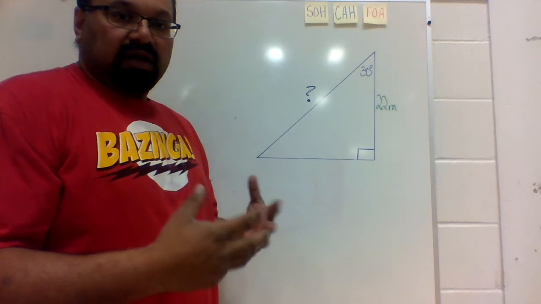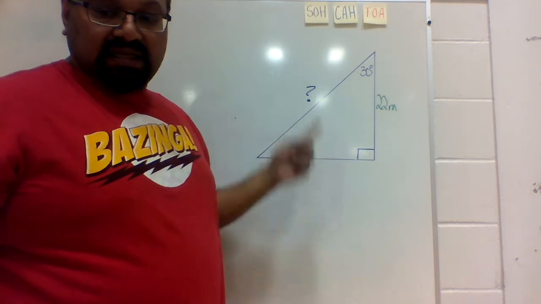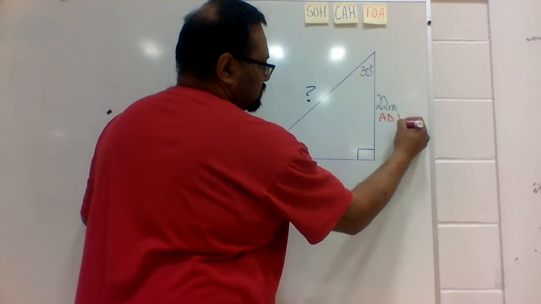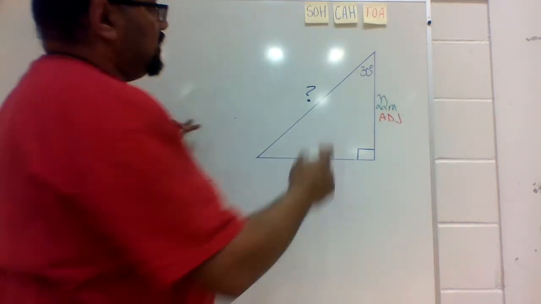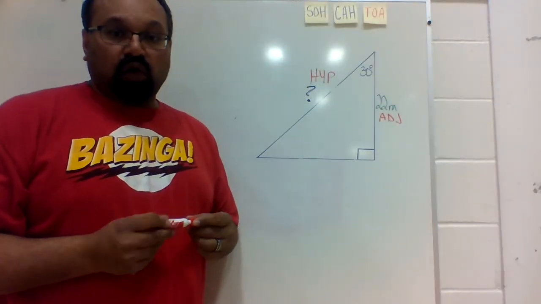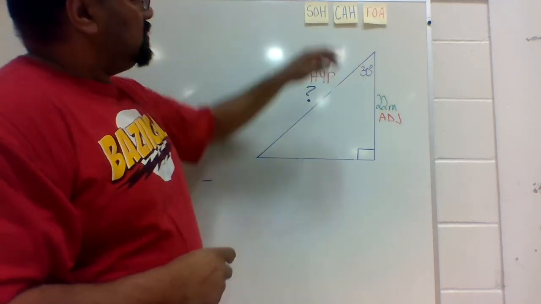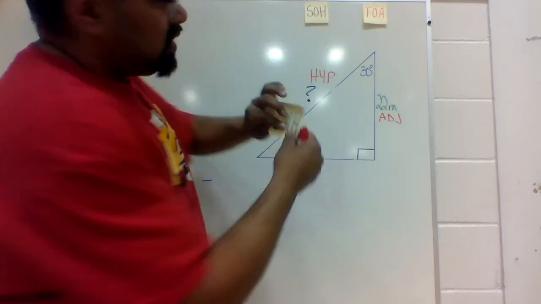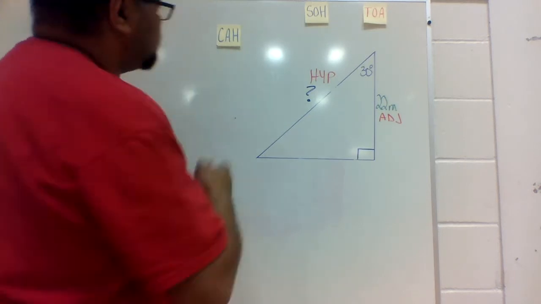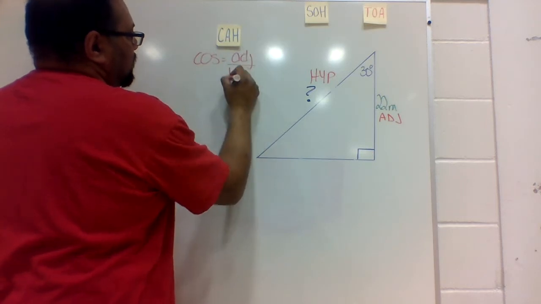Now, taking a look, next step is what do we have and what do we need? Well, we have, according to this picture, the adjacent side. Okay, we have the angle, and we need to find the hypotenuse. So, which of our ratios uses adjacent and hypotenuse? CAH. Right? And CAH stands for cosine equals adjacent over hypotenuse.